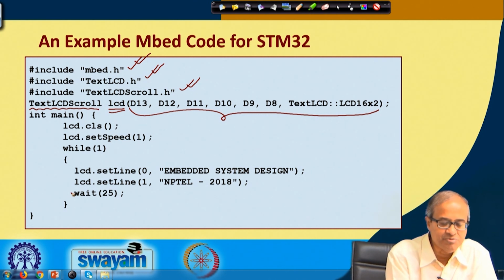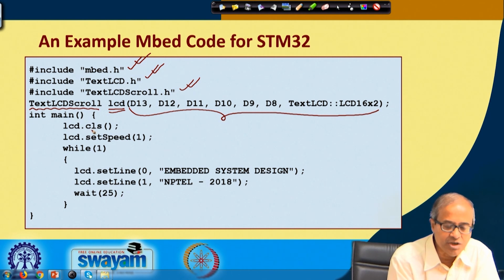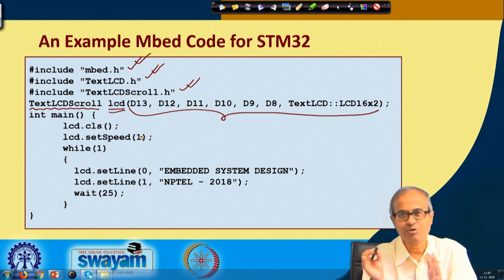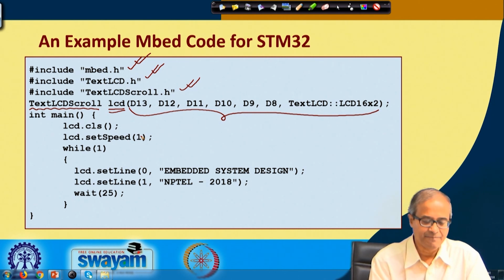And in the main program you see, it is very simple. We are calling this clear function, CLS function, first. We have to give the name of this object, LCD dot name of the function. This is how you call. So, the display is cleared. Then dot set speed 1, I am setting a speed of scrolling of 1 character per second.